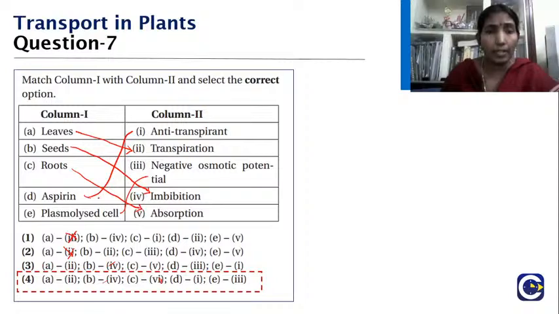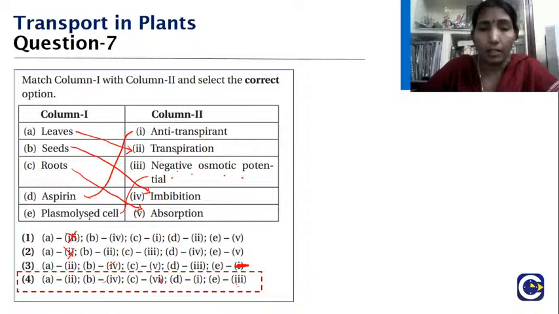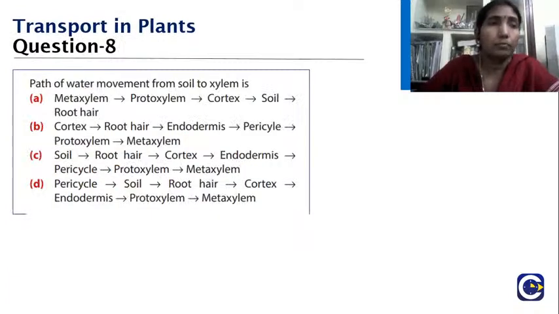So here only it makes, but you will be very much thorough with the plasmolysed cell which will have the negative. So this cannot be. So what should it be? The negative osmotic potential. So that should be your answer. Okay, so the answer is what? It is what we have marked. Okay students? Yes, we will go for the next question.